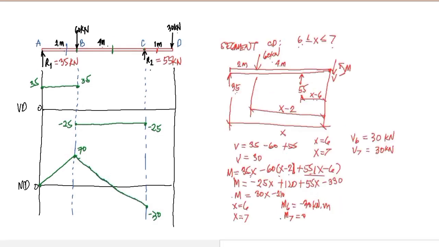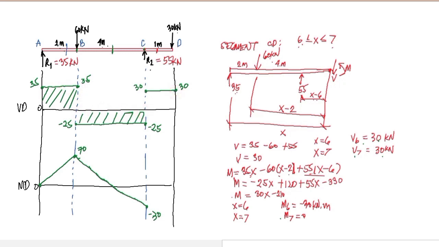For the segment CD, kung titingnan natin dito, at x is equal to 6, we have the shear is equal to 30, at x is equal to 7, still it is 30. So that's constant 30. So at x is equal to 6 at point C, that's 30, and still that's 30 sa point D, which is x is equal to 7. It's a constant equation here, so we just have a horizontal line. And kung i-shade natin to, ito yung ating shear diagram.